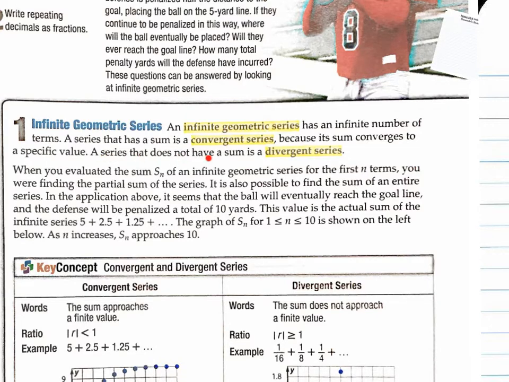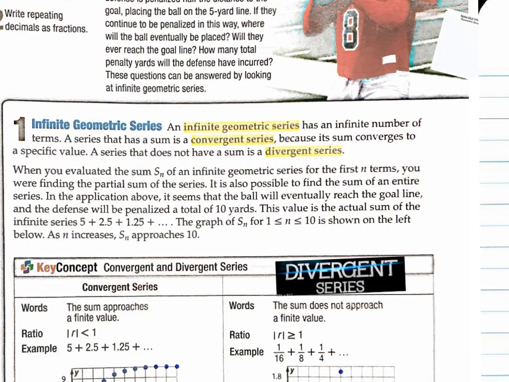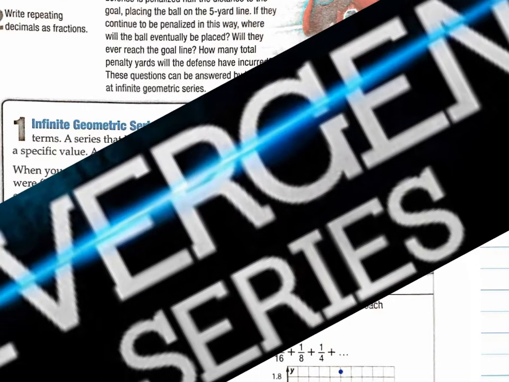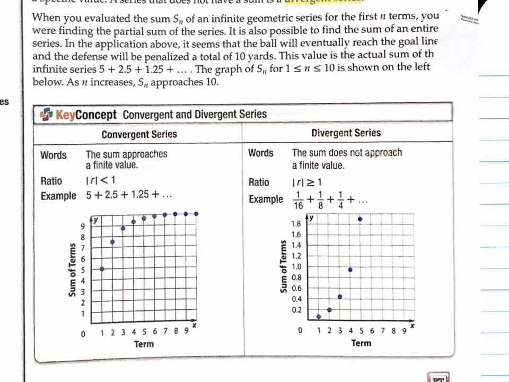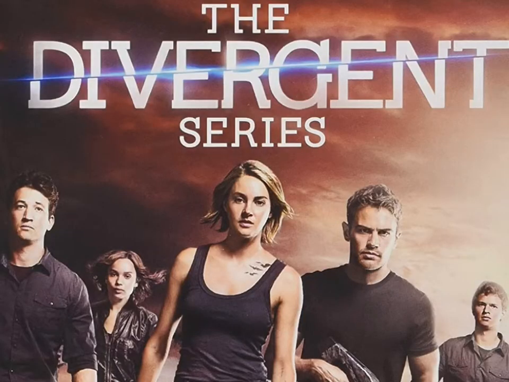A series that does not have a sum, an infinite series that does not have an actual numeric answer, that's what we call a divergent series, right? So divergent series, that's what we call an actual series that does not have an answer. In other words, it goes on to infinity. That's what we call a divergent series. Divergent! So if we move on to the key concept down here, so you could really understand the difference between a convergent series and a divergent series.